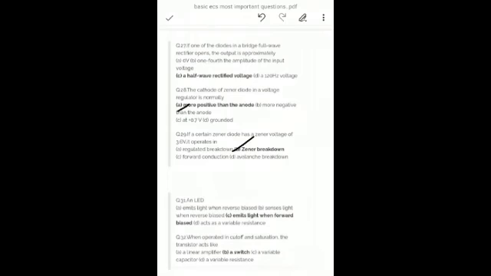Now in the 32nd question, when operated in cutoff and saturation, the transistor acts like a switch. Now in the 33rd question, in a voltage divider biased NPN transistor, if the upper voltage divider resistor opens, the transistor goes into the breakdown region. Now in the 34th question, if the lower voltage divider resistor opens, then the transistor goes into the cutoff or breakdown region.